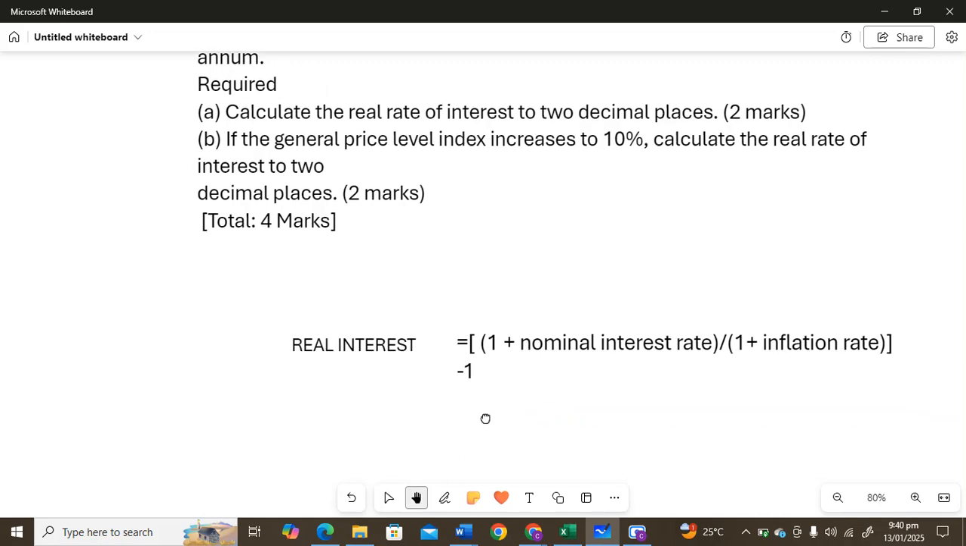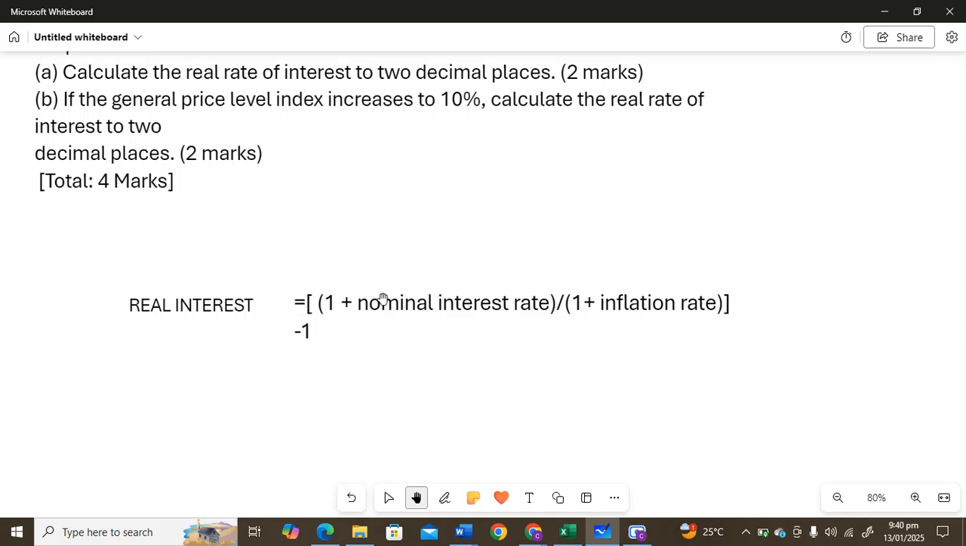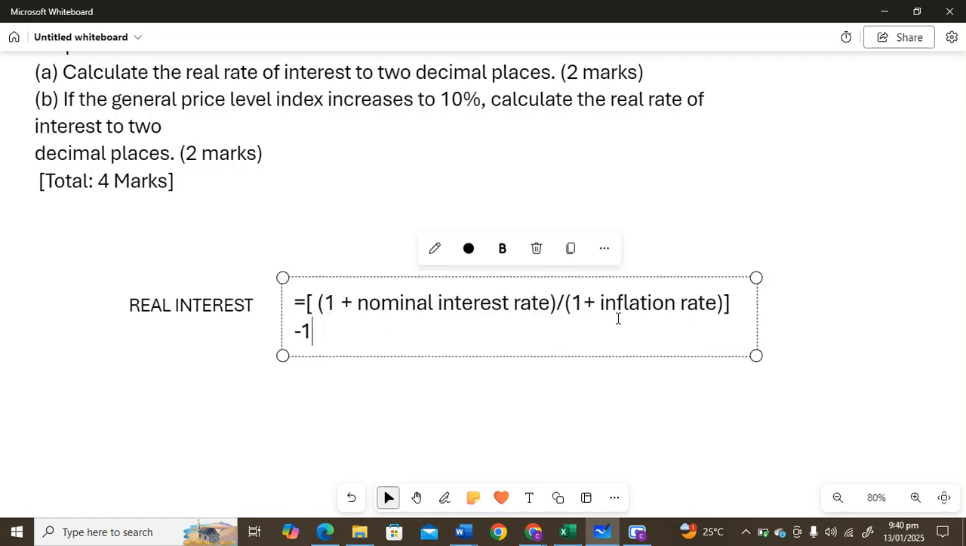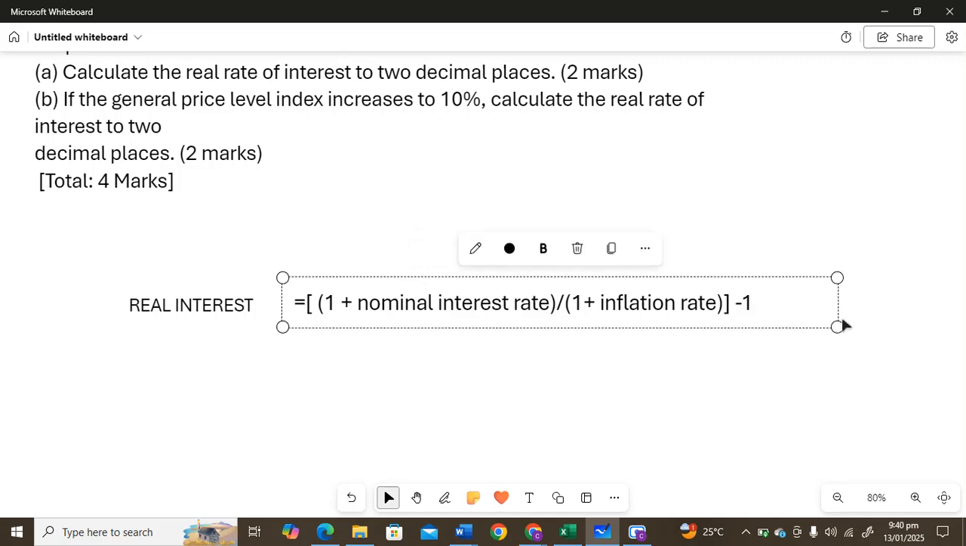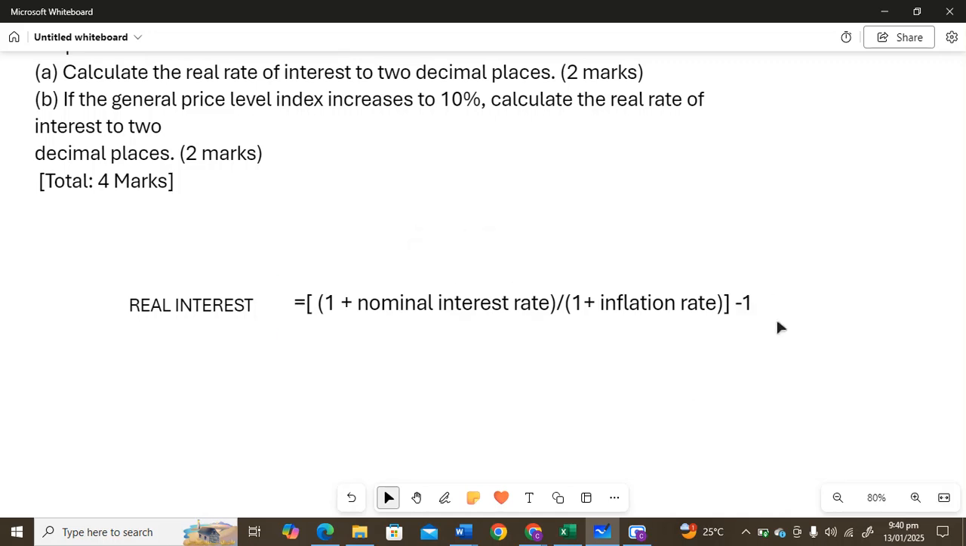So we find our real interest rate here. I wanted to put the formula in this format. So this is how we find our real interest rate. All right, so we've been told our nominal interest rate is 23%.